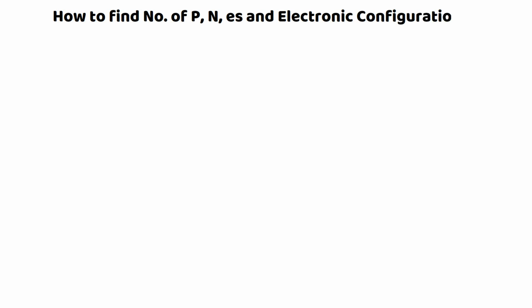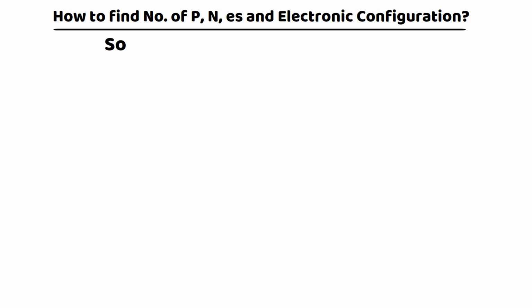Now let's see how can we find the number of protons, neutrons, electrons and electronic configuration or placement of electrons in different shells of an atom. Let's take example of sodium atom. The symbol for sodium is Na. Its atomic number is 11 and its atomic mass is 23.